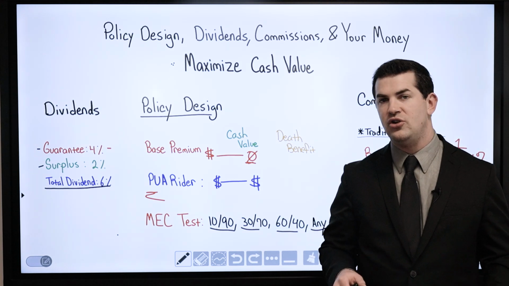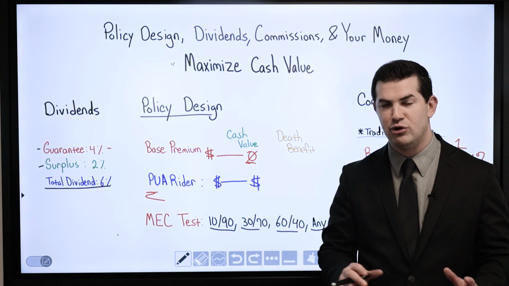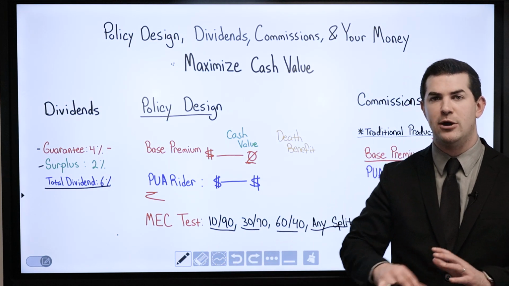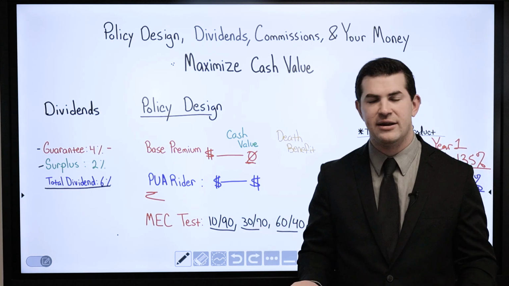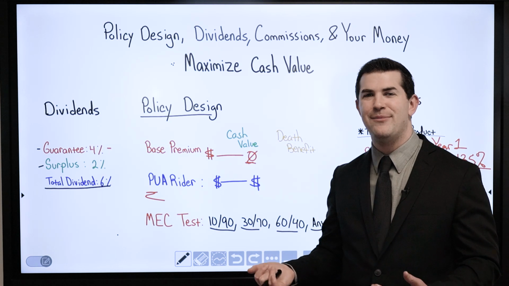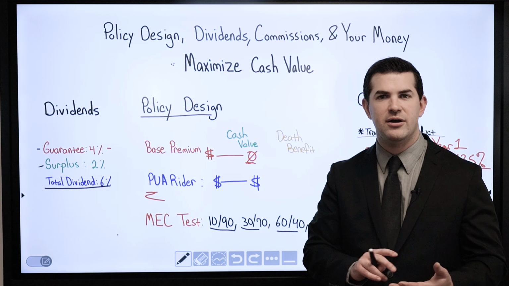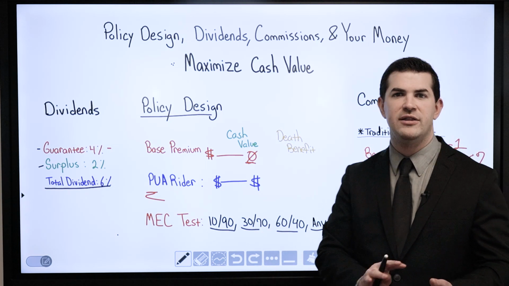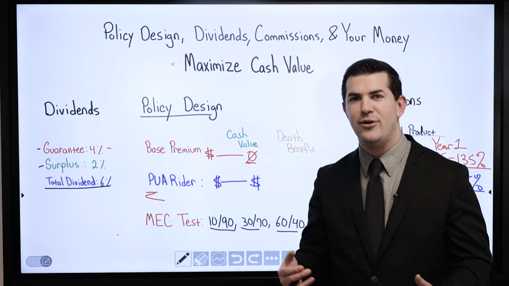What is important to do, and any agent can do this once they're made aware of how to do this, which we have in our Agent Academy or training program, many are not aware, is stress test a policy to ensure that it does not mech. And how we can do that is look at the guaranteed rates, a conservative dividend, the current dividend rates, and make sure that we do not trigger a mech in any way, shape, or form.